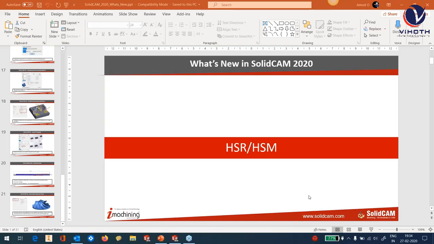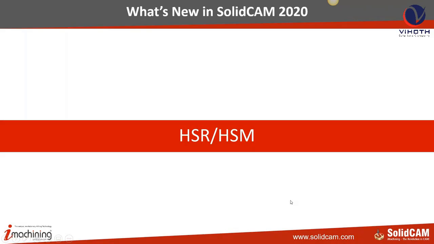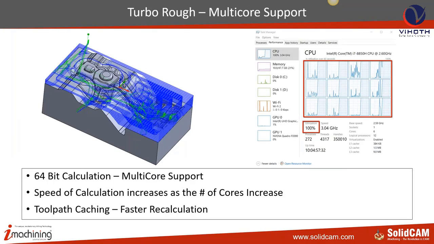So what was it that we introduced in 2020 in SolidCAM? The major feature in 2020 was the new 3-axis roughing engine that we introduced. Why is it called new? Because it's completely written from scratch, and it has some amazing features. First of all, when we compare it with our HSR, we know that our HSR was not a true 64-bit compliant system, although it was just ported to 64-bit.